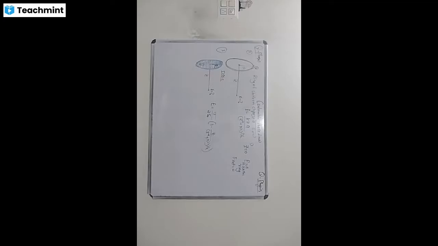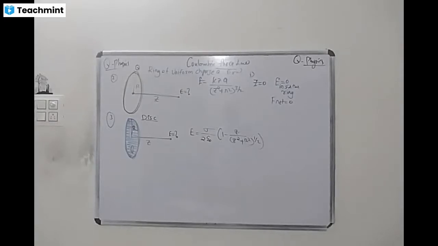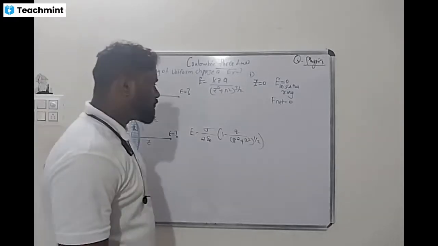Yes ma'am. Sir, Shanmugam sir. Yes sir, tell me. For a rod of length, Ey along the rod is k lambda divided by r (cos theta 1 minus cos theta 2). Perpendicular to the rod, Ex is equal to k lambda divided by r (sin theta 1 plus sin theta 2). For a ring of uniform charge q, E is equal to k z q divided by (z squared plus r squared) power 3 by 2. For a disk, E is equal to sigma by 2 epsilon naught (1 minus z divided by (z squared plus r squared) power 1 by 2).